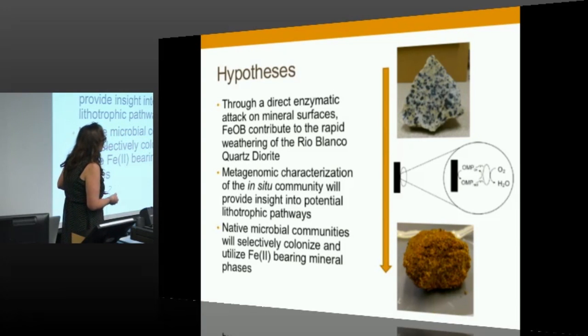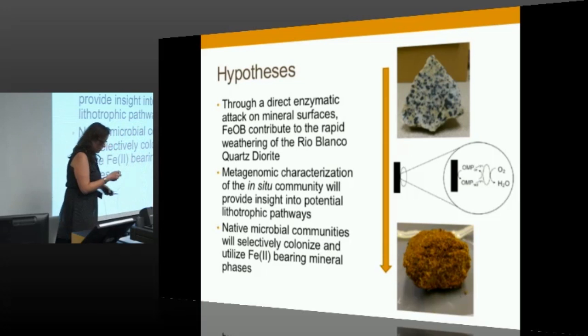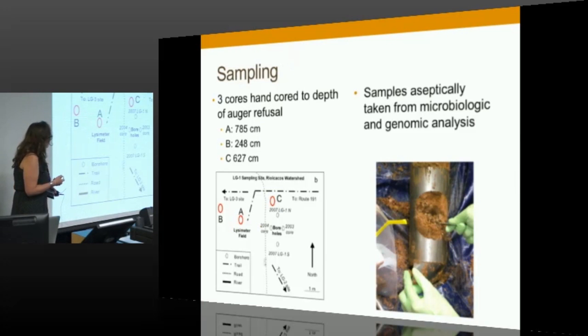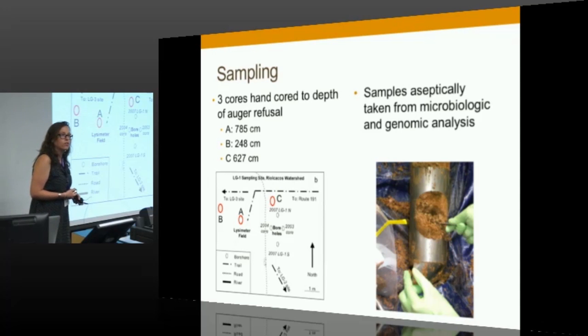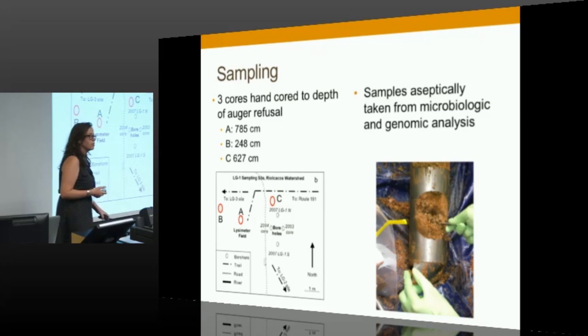So this is the real rock. This one doesn't exist anymore. I crushed it with the old swing mill and threw it in some artificial groundwater. But we took 3 cores. Again, the saprolite is variable in thickness. Basically, I did this with a hand auger until you couldn't go anymore.